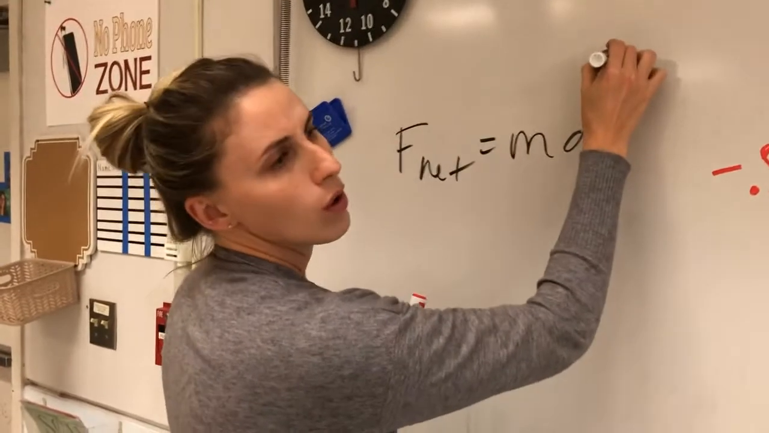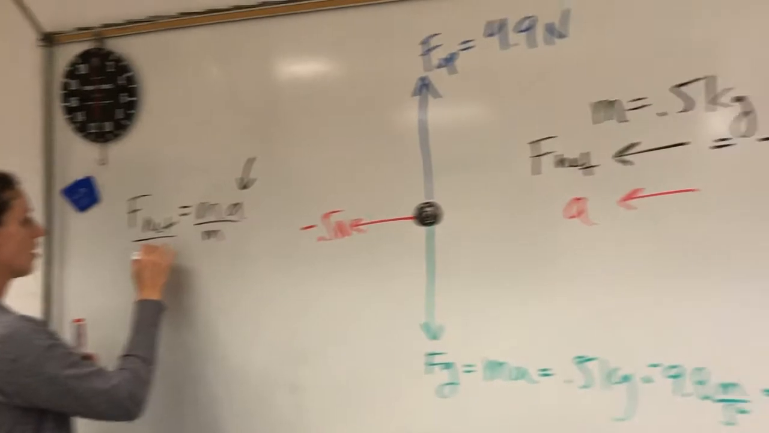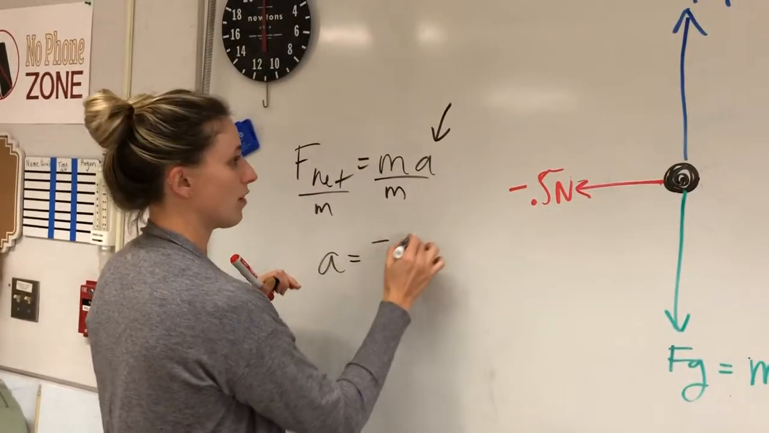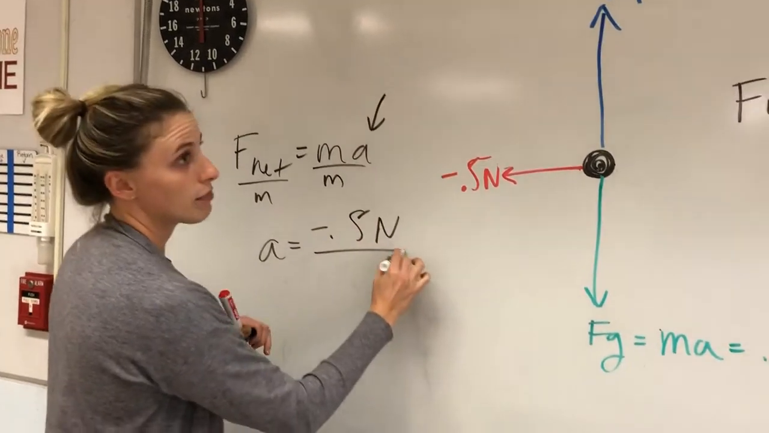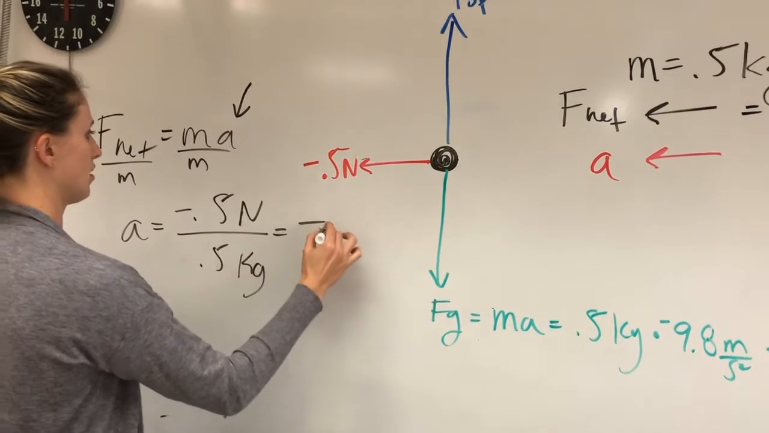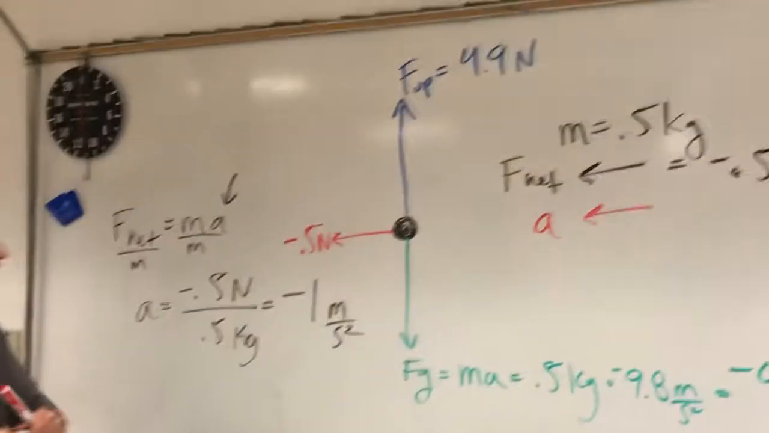We want to know this acceleration right here. We've got the net force, and we've got the mass. Our net force is negative 0.5 newtons divided by 0.5 kilograms. That means we're just going to have negative 1 meters per second squared, right? I like that. Sweet. So that's the acceleration.